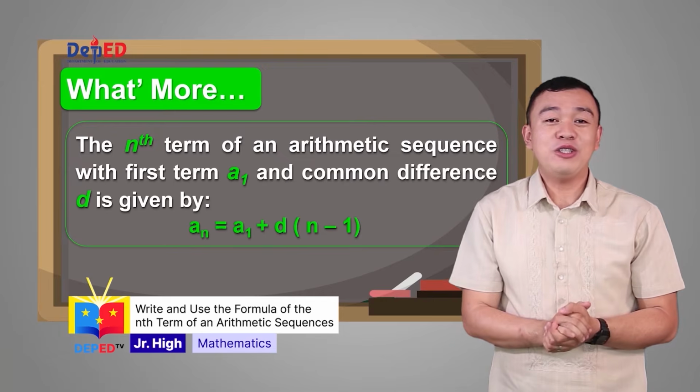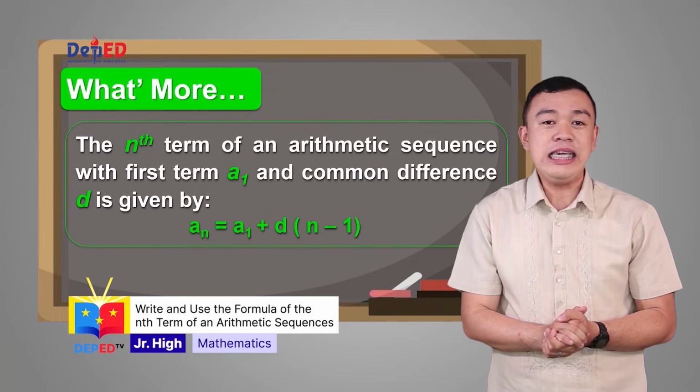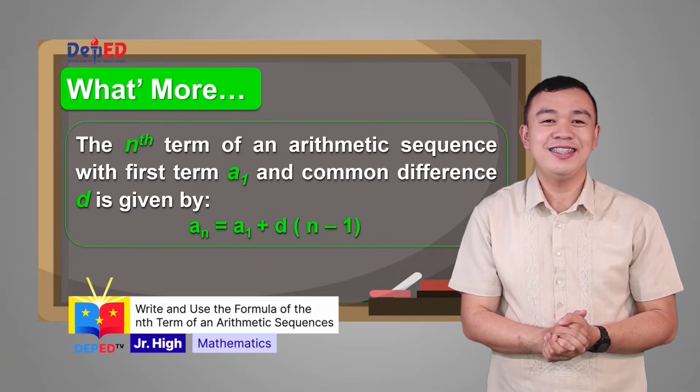Remember, the nth term of an arithmetic sequence with first term, a sub 1, and common difference d is given by a sub n is equal to a sub 1 plus d times n minus 1. Again, the nth term of an arithmetic sequence with first term, a sub 1, and common difference d is given by a sub n is equal to a sub 1 plus d times n minus 1.